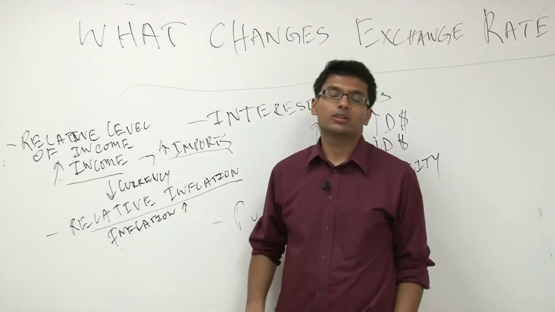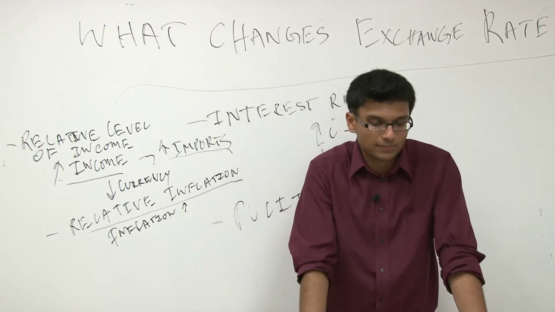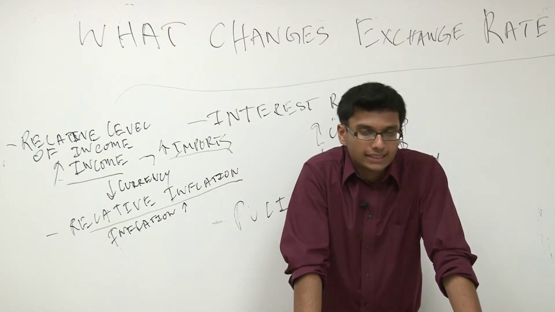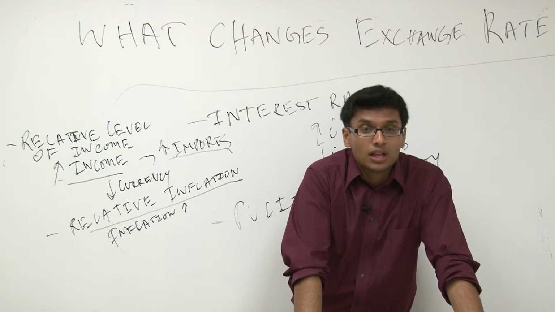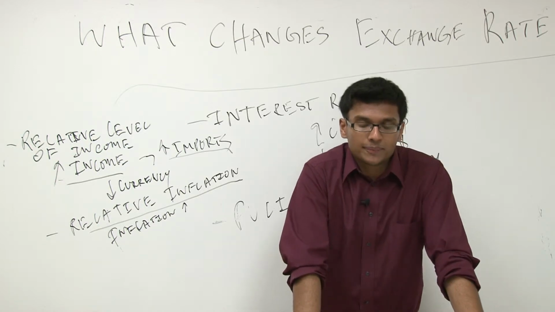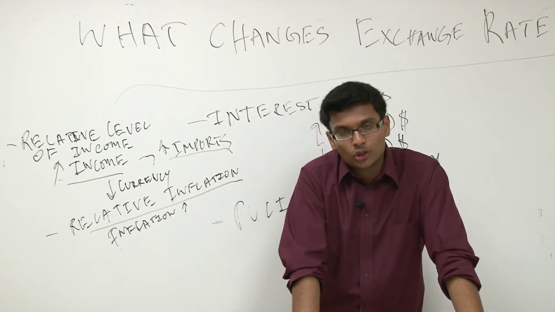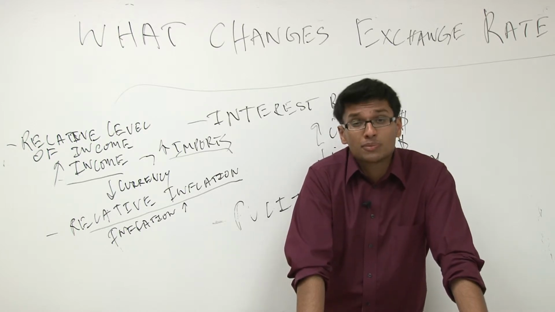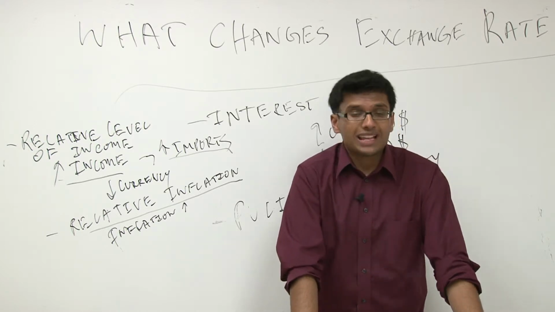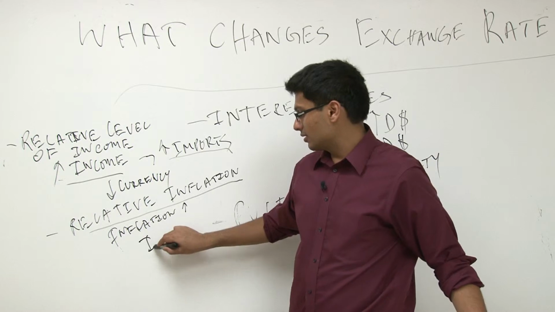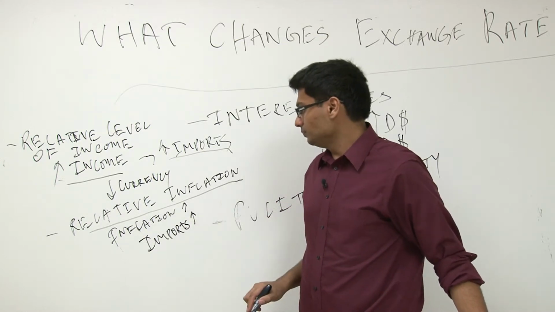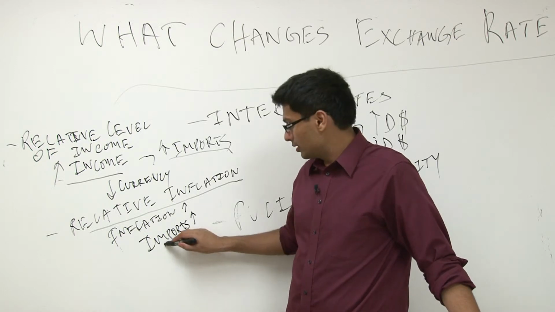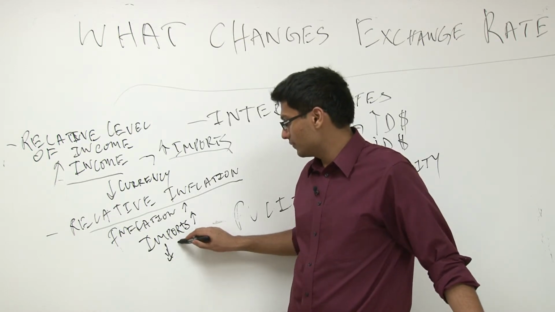So let's say you're in some country A, and inflation is out of control. Things have become really more expensive. Relatively speaking, the same good in another country is going to be cheaper. So what that's going to do is increase my imports. And again, my currency is going to decrease in value.